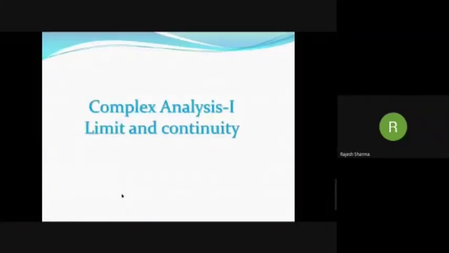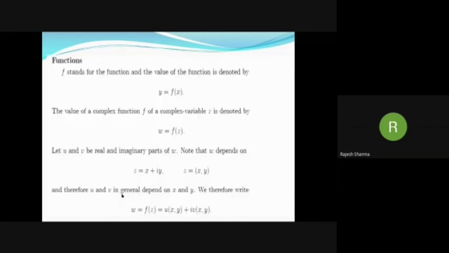Yes, complex analysis 1, limit and continuity. Here, by a function defined on the set X of numbers, we mean a rule which associates to each element of X a unique number. F stands for the function, and the value of the function is denoted by y equals f(x). This is standard notation in case of real calculus. In place of f, we can also use other letters.